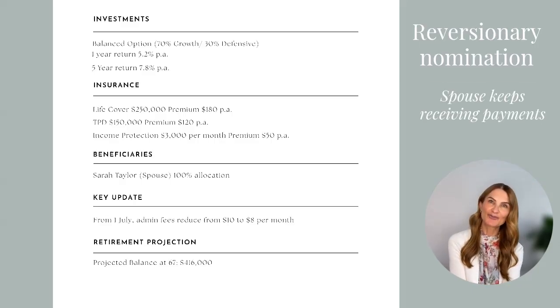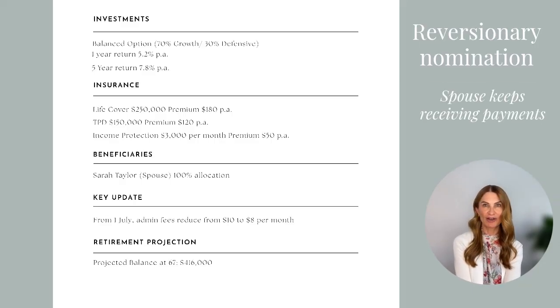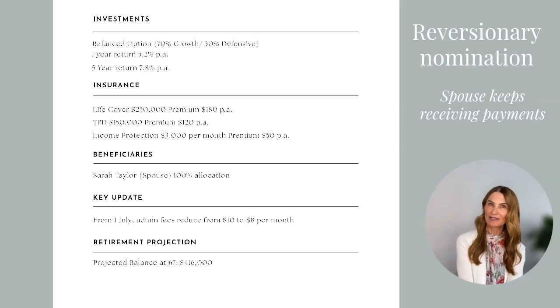Number 3, reversionary nomination. And that's on a pension account. That's common if you draw a retirement income stream, an account-based pension. You can nominate a dependent, usually a spouse, who automatically continues to receive the pension payment after your death. It's different from a lump sum payment, as the income stream just keeps going.